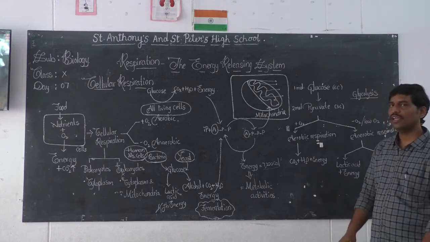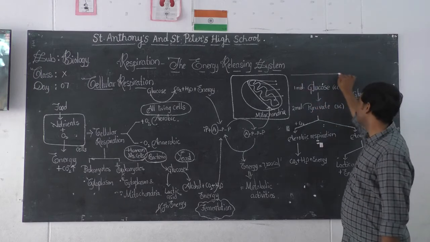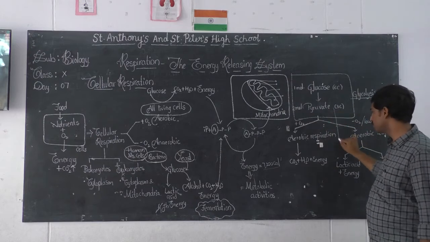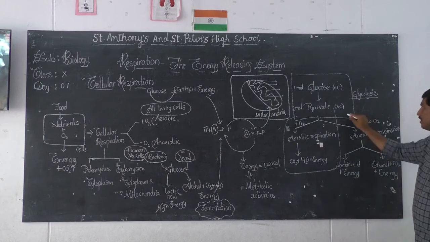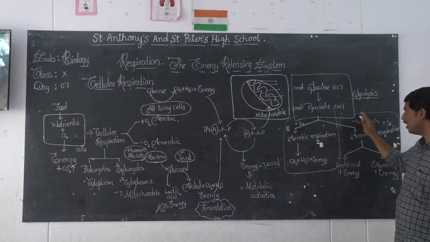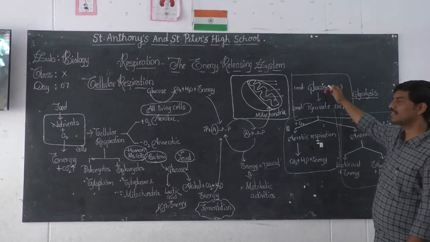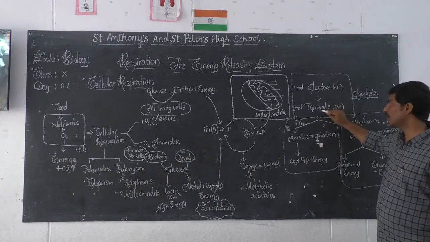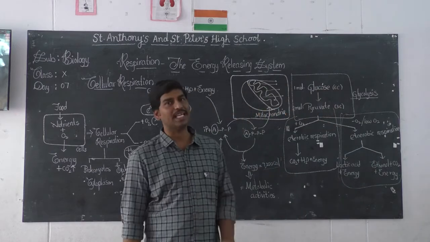Now, overall I could say that respiration takes place in the cytoplasm. You can see this is the stage which takes place in the cytoplasm. In a prokaryotic cell the complete process takes place in the cytoplasm, and in a eukaryotic cell this part takes place in mitochondria and this process takes place in the cytoplasm. What happens here? One molecule of glucose is broken down into two molecules of pyruvate, or otherwise pyruvic acid.